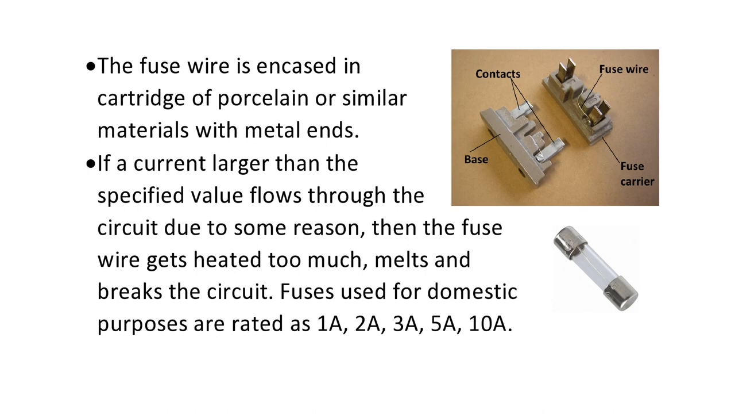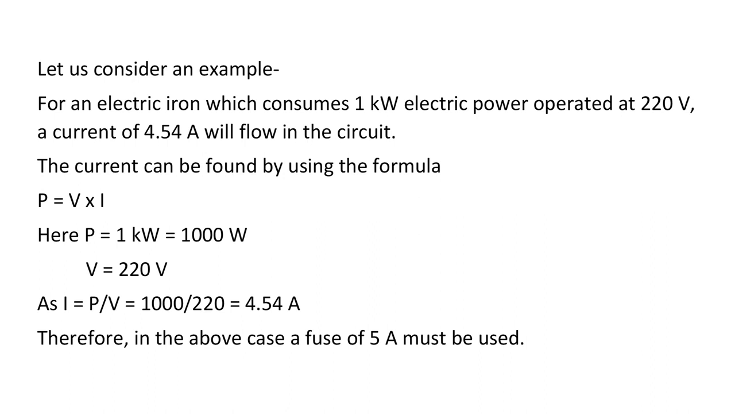Now, let us consider an example related to fuse. Let us consider an electric iron which consumes 1 kilowatt electric power operated at 220 volt. We will see that the current flowing through it will be 4.54 ampere. How do we find the current flowing through the circuit? The current can be found by using the formula of power where P is equal to V into I, where V stands for voltage and I stands for current.